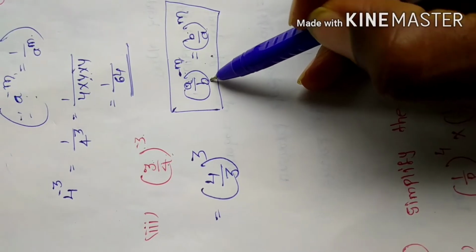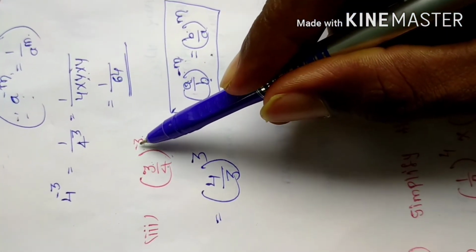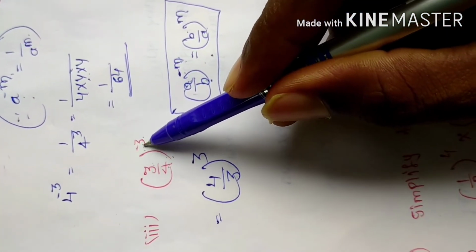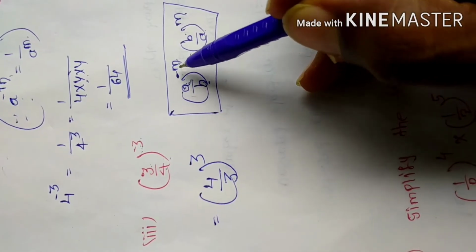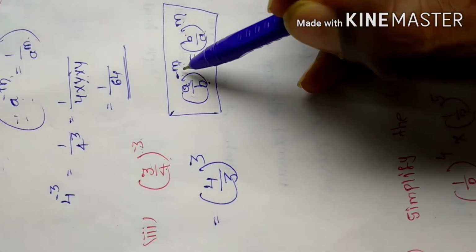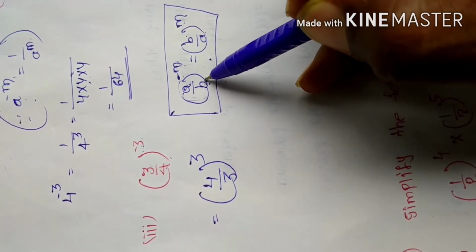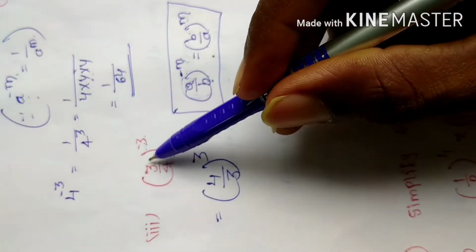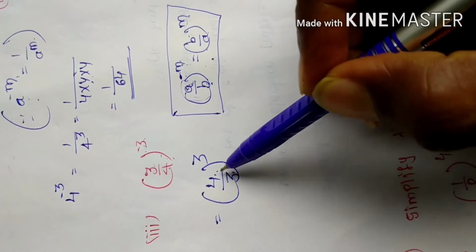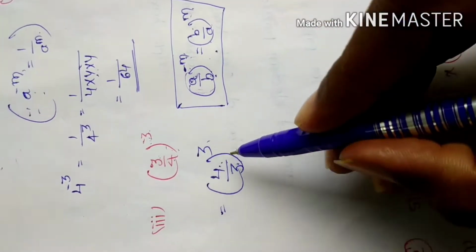You can use this formula when the exponent has a negative symbol. Here the negative symbol will become positive, and you write the reciprocal of the given number. The reciprocal of a by b is b by a. So the reciprocal of 3 by 4 is 4 by 3. I am writing 4 by 3 whole power 3.